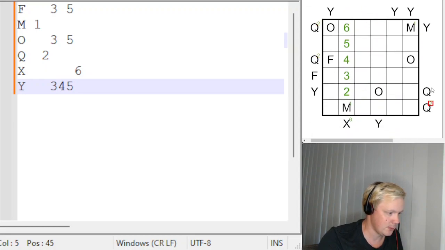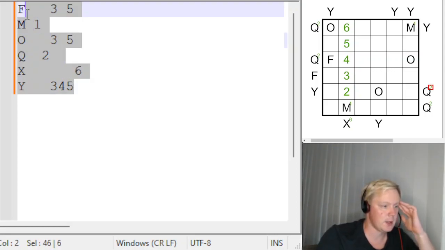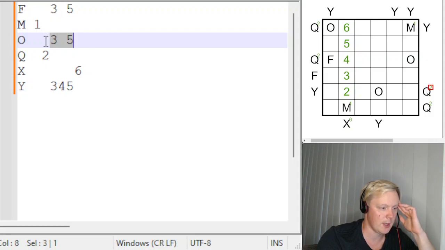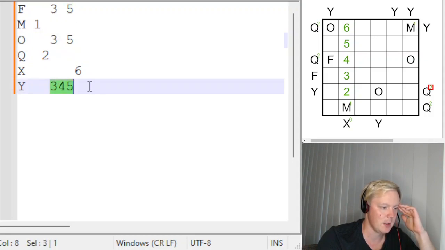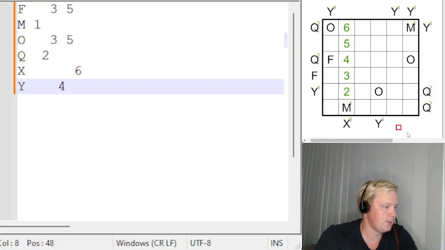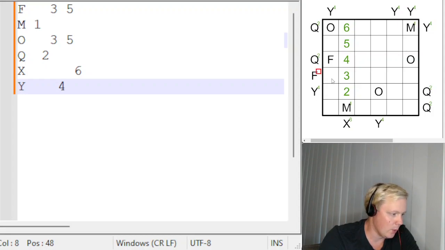2, 2, 2, 2. Is that all the Q's? I think it is. And if you look at this, what we are keeping track of, these can be 3 and 4, 5 only. So in whichever order they are, these take up the 3 and 5, which means Y is the only one that can be 4. So Y is 4. And F and O are the unknowns, which can be 3 or 5.